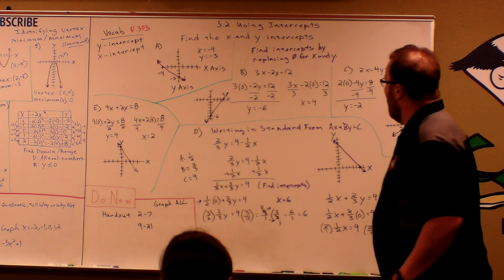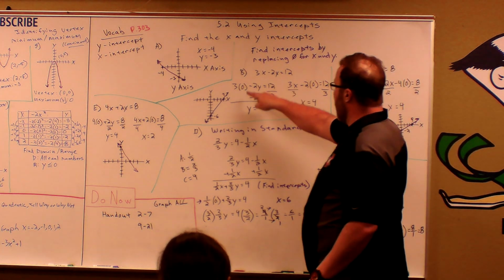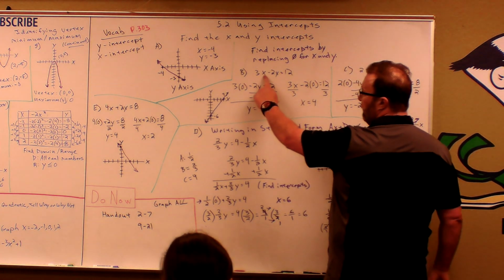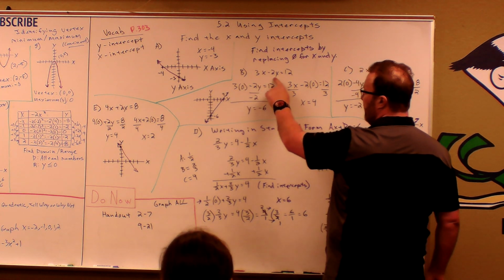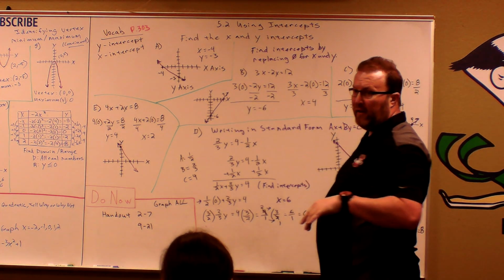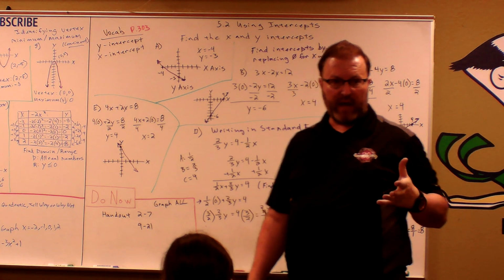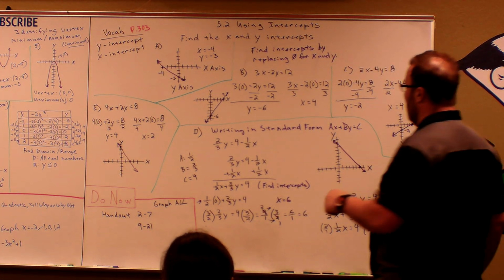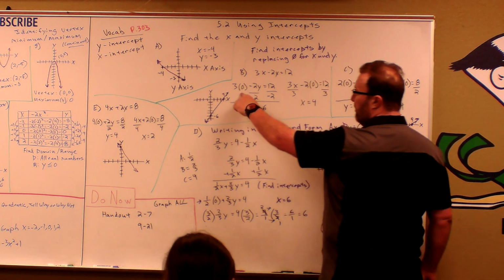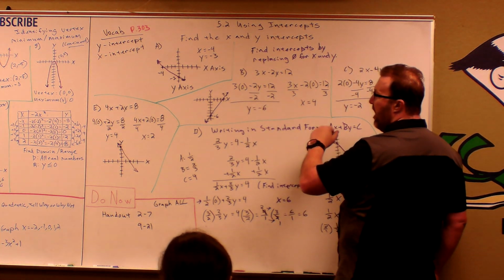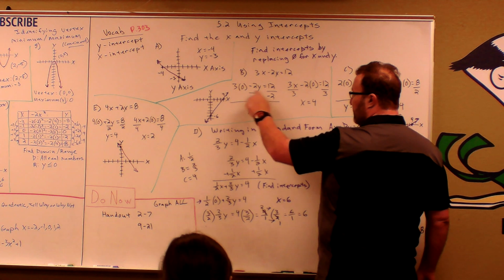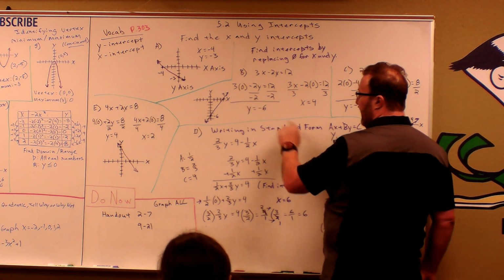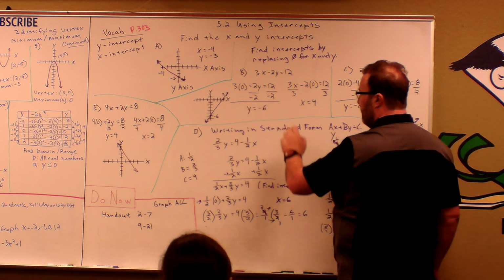Gotcha. Okay, so looking at this equation, we're going to write it twice. Okay? We're going to replace x with 0, and we're going to replace y with 0. Anything times 0 is 0. Okay? So it's going to eliminate one of the variables, and we can solve for the other variable. So we're looking at this, 3 times 0 is 0. We're focused on the -2y. So we divide both sides by -2. 12 divided by -2 is -6. We're done with the y.